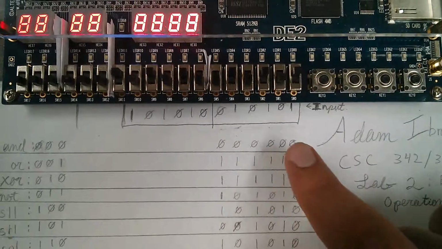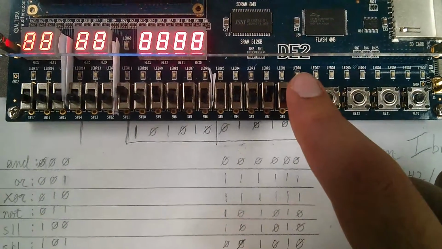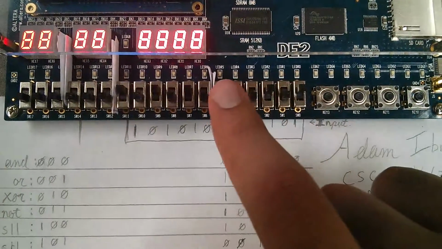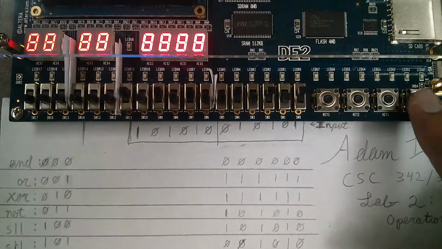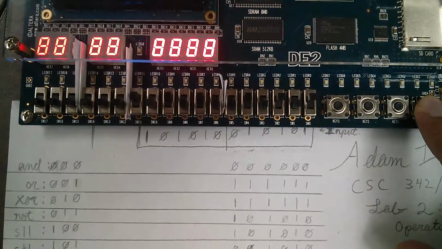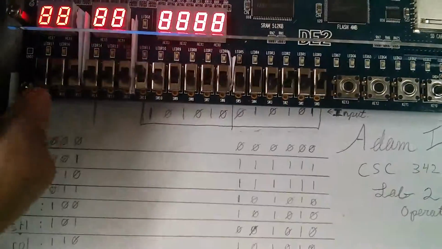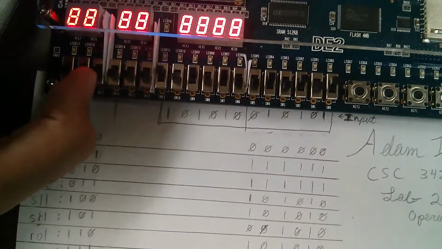And each bit of the output is going to be displayed on these LEDs, LED R0 to LED R5. So nothing should turn on. And indeed, nothing does turn on. Let's go to the next instruction, OR.